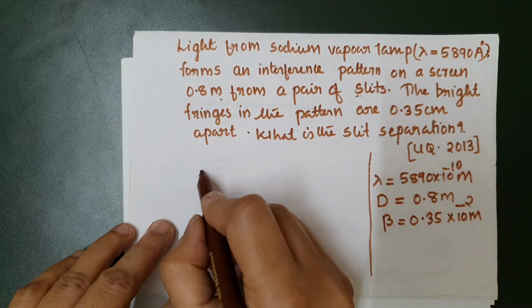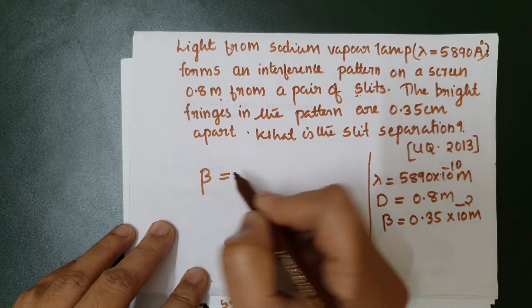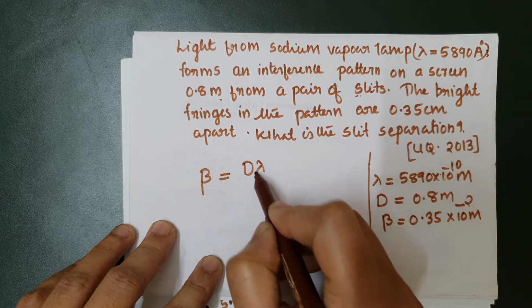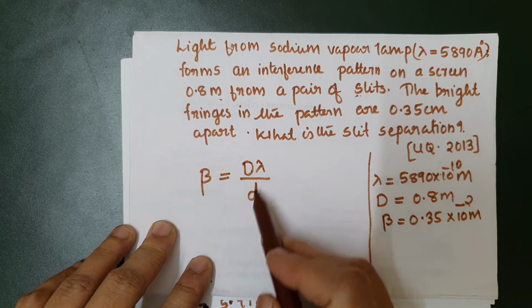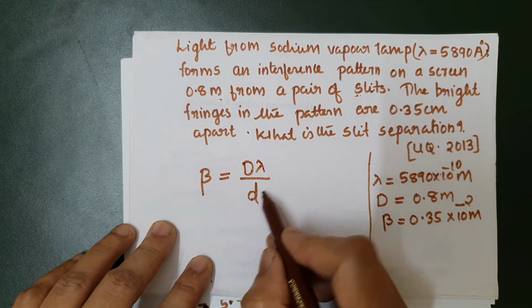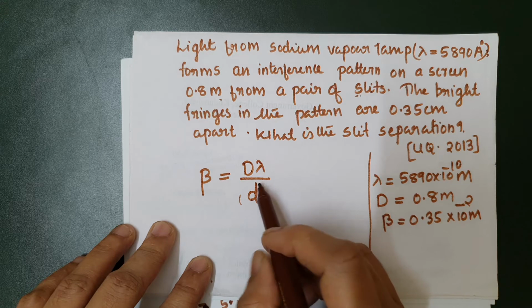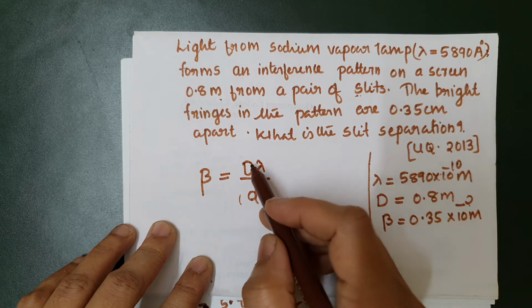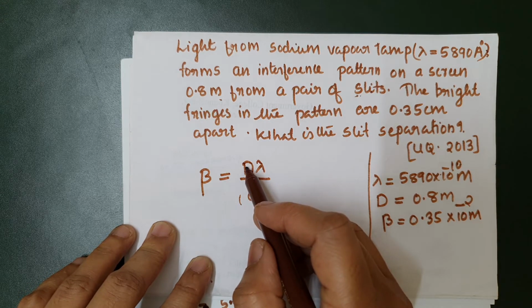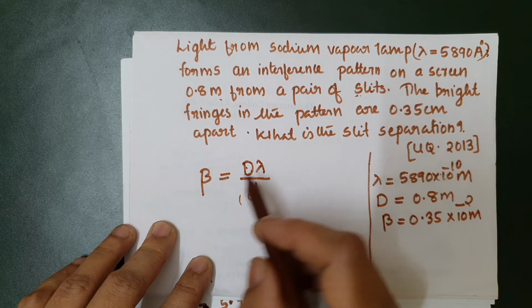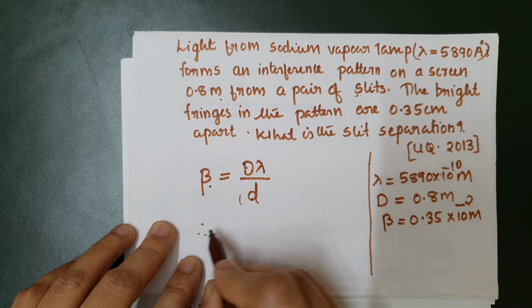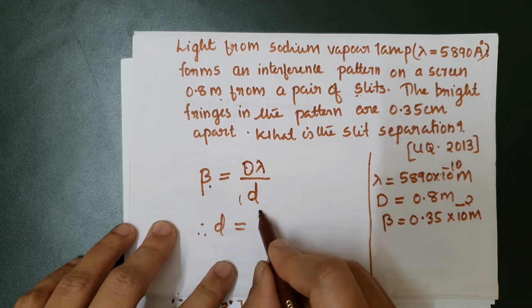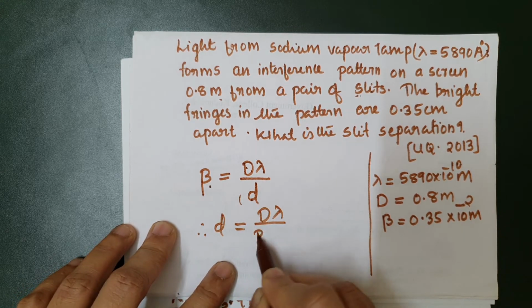Therefore, we have the equation, the bandwidth beta is equal to D lambda divided by d. So here we have to find out the slit separation. Small d is the slit separation, D is the distance between the slit and the screen, lambda is the wavelength, beta is the bandwidth or fringe width. Therefore, d is equal to D lambda by beta.